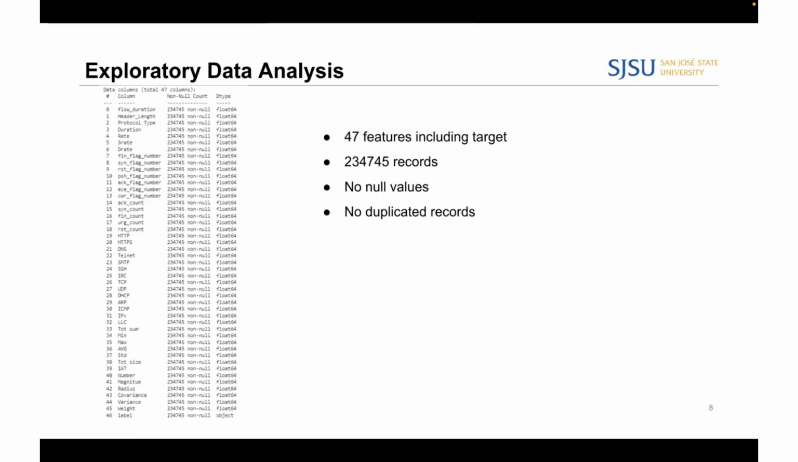Coming to data analysis, after collection of data, we have performed exploratory data analysis on the dataset to understand the data characteristics. We found that there are almost 47 features, including the target, and 237,000 records. Upon analysis, there are no null values or duplicated values, showing the robustness of our dataset.